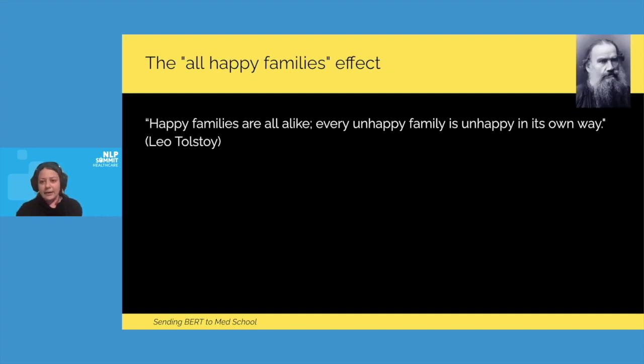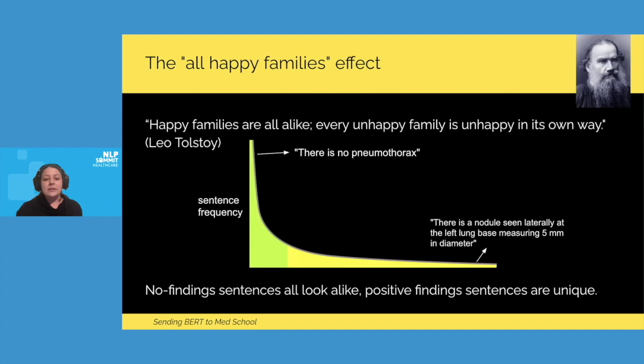Another phenomenon we have in the medical domain is what I like to call the all happy families effect. Based on the famous sentence from Anna Karenina, happy families are all alike, and unhappy families are unhappy in their own way. So we actually see the same phenomenon in medical records. The happy sentences, the sentences stating that everything is normal, there is no this, there is no that, are all formulated in a similar way, and they are very, very frequent. The unhappy sentences, the sentences that actually discuss some kind of problem that was found, some kind of finding, will all be unique because they would usually describe the location, the size, and so on. So they will be unique and they will also be rare.